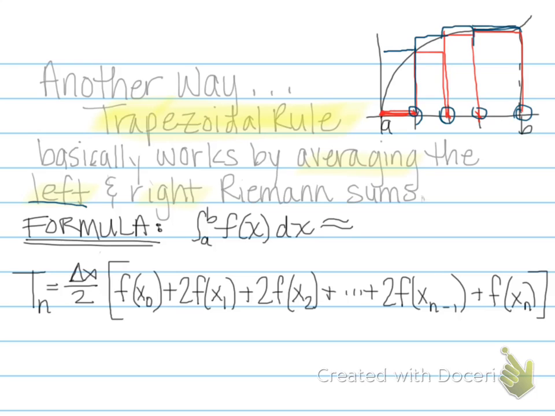So the trapezoidal rule works by averaging the left and right. And you can see in the rule down here, now here's just your integral from a to b of f of x dx, approximated by the trapezoidal rule within n intervals. And we remember delta x equals b minus a over n, just like it's always been.